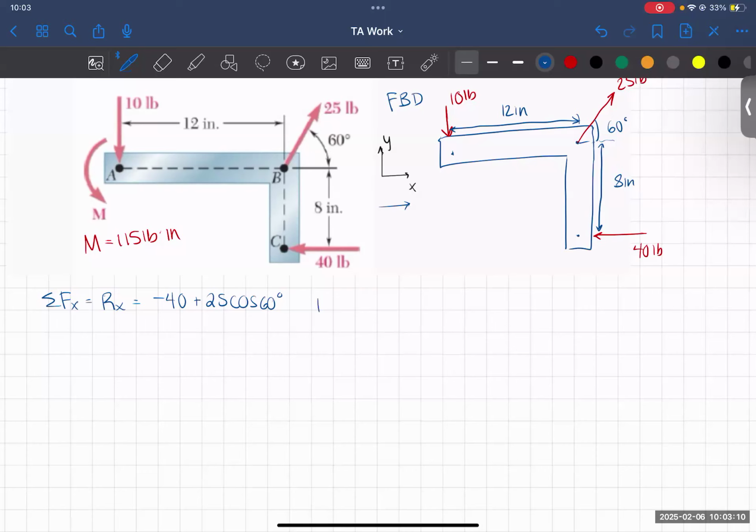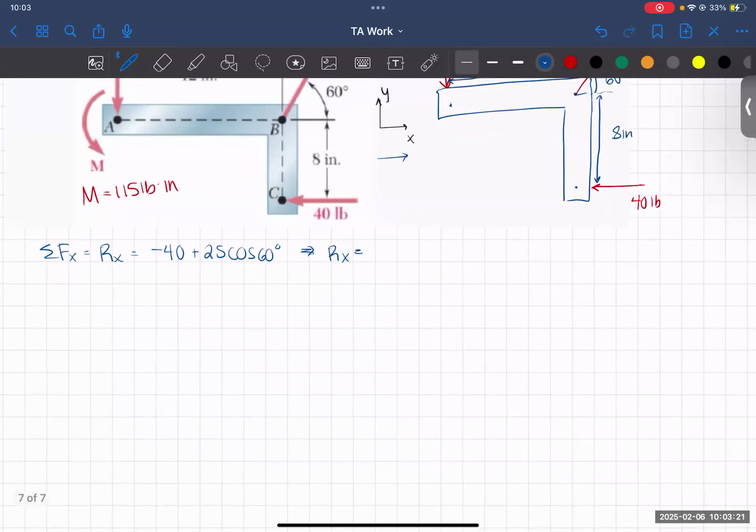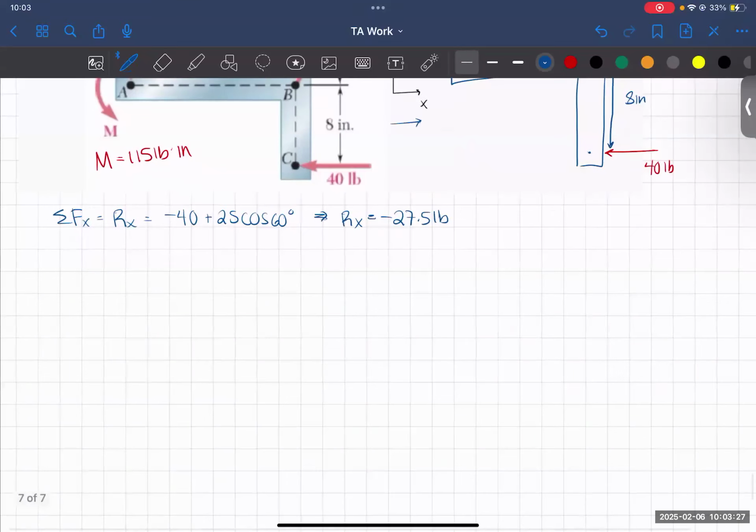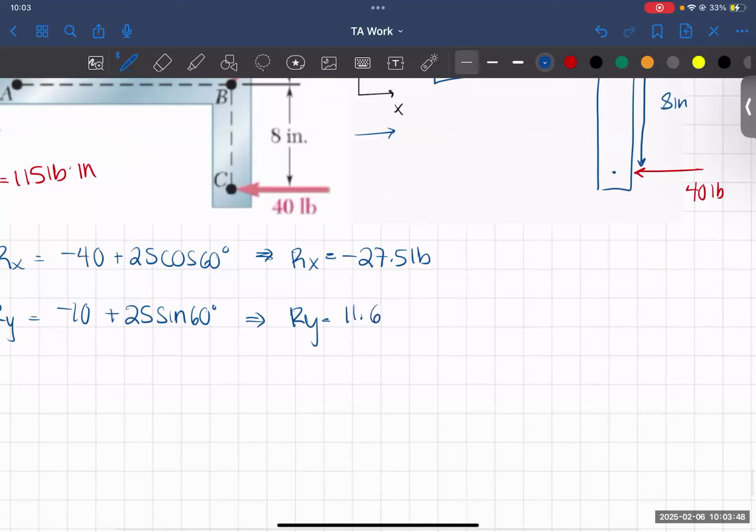If we further simplify, we get Rx equals minus 27.5 pounds. The sum of the forces on the y will give us Ry, which is minus 10 plus 25 sine of 60 degrees. That will give us Ry, which in this case is 11.6506 pounds.